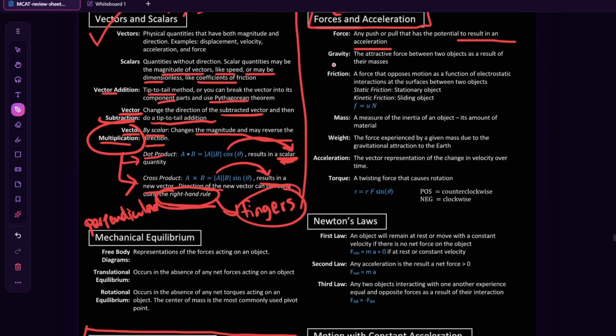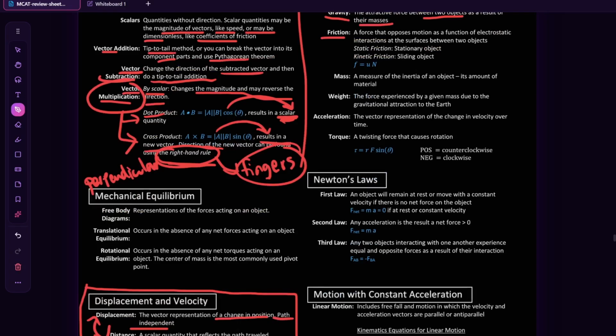So gravity is a force. The apple falls down the tree. Any two objects with mass pull on each other just by existing, and that's gravity. You don't feel the moon pulling on your coffee cup because the pull is incredibly tiny, but it's technically there. The pull becomes noticeable when at least one of the objects, like an entire planet, is enormous. That's when you can feel the pull. So gravity is the attractive force between two objects as a result of their masses. Friction is a force that will oppose motion as a function of electrostatic interactions.